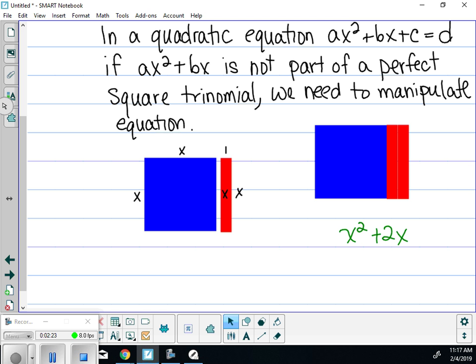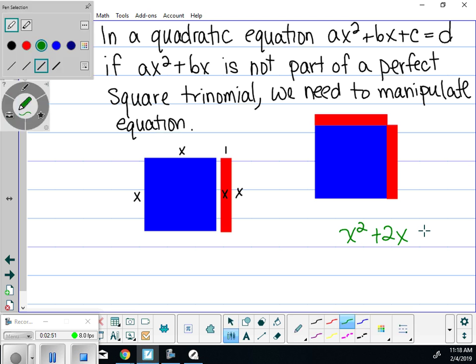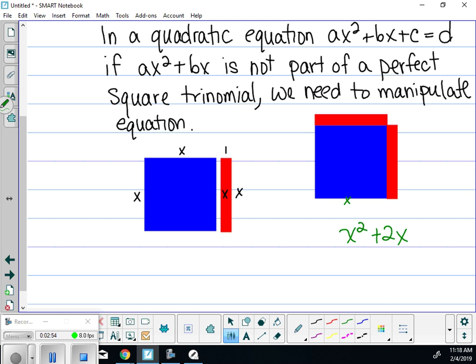Okay, so that's still a lot more like a rectangle than a square. But what if I take this and I put it up here? So we're close to square, right? Because as far as lengths go, I have an x and I have a 1, so that's x plus 1. And I have an x here and a 1 here, so that's also x plus 1.